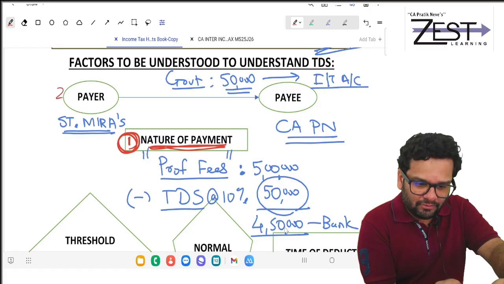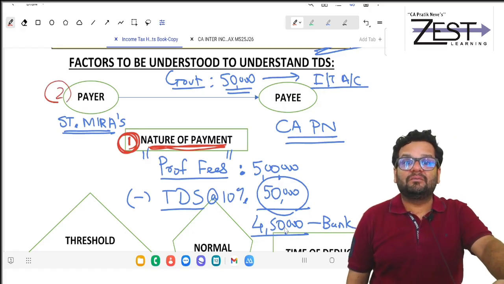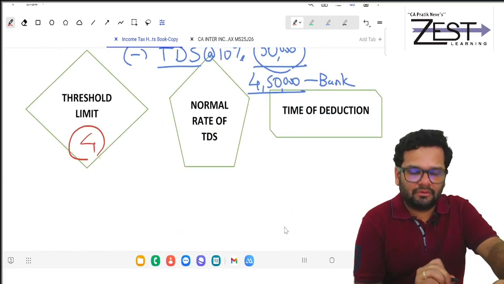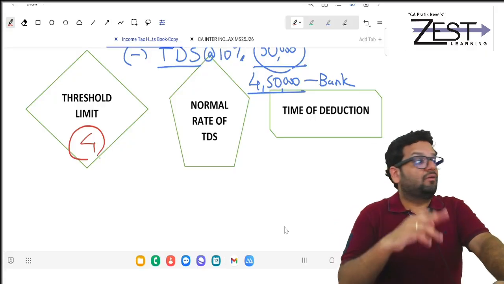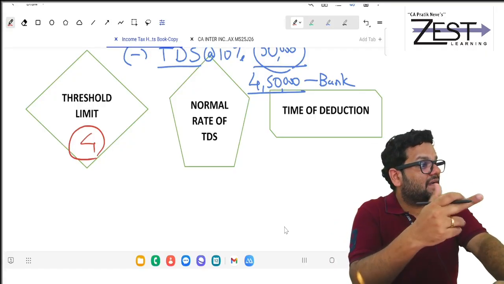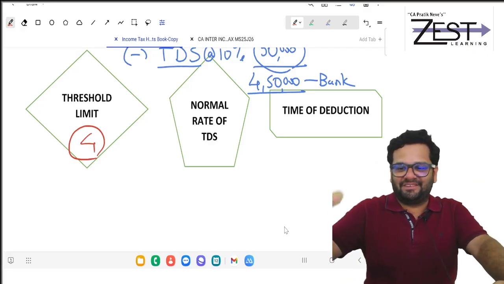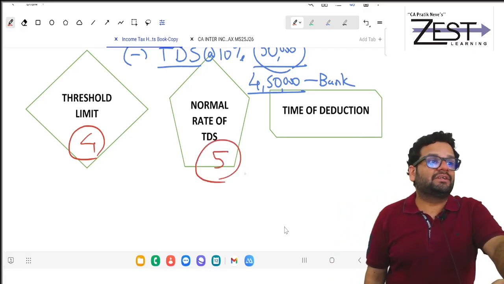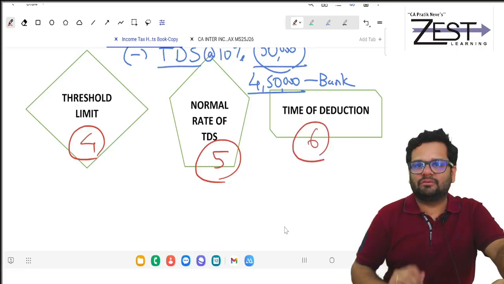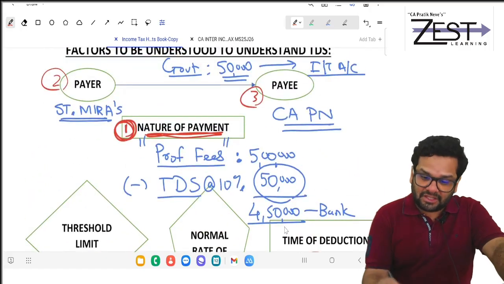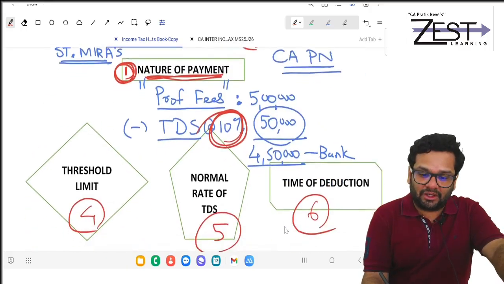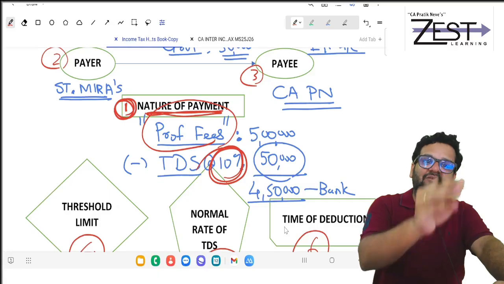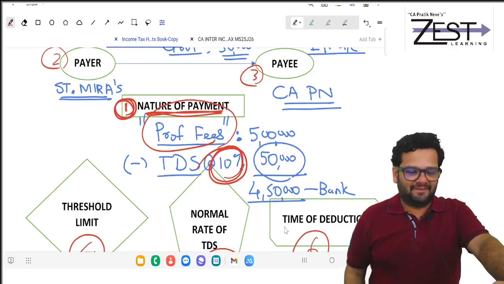So one, you should know on which type of payments TDS is applicable. Second, you should know who is the payer. Third, you should know who is the payee. Fourth, you should know exceeding what amount TDS becomes applicable. For small payments, TDS is not applicable. Fifth, you should know at what rate TDS should happen. Sixth, you should know. So this 10% you should be able to identify, yes, because it's a professional fees, there was TDS at 10%.